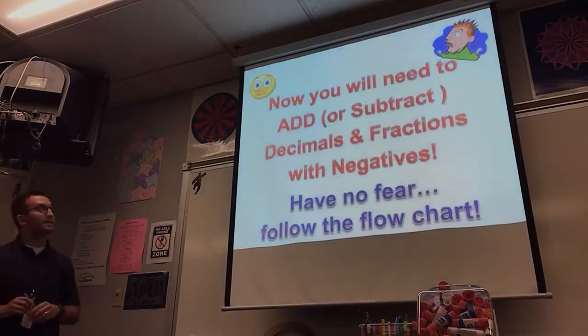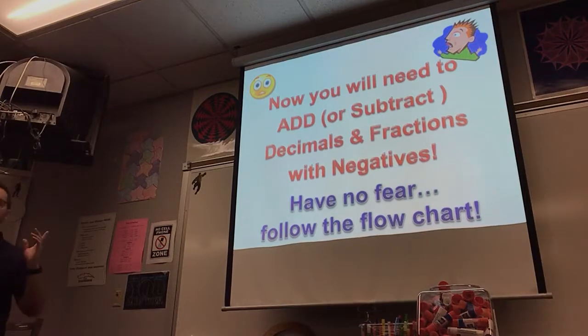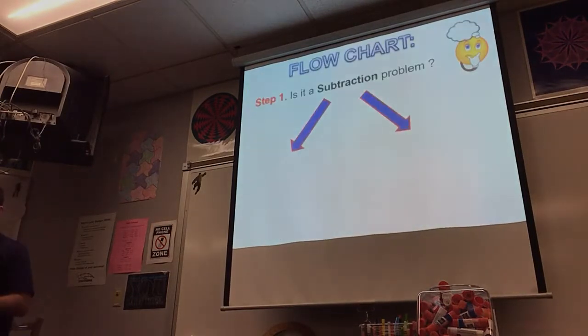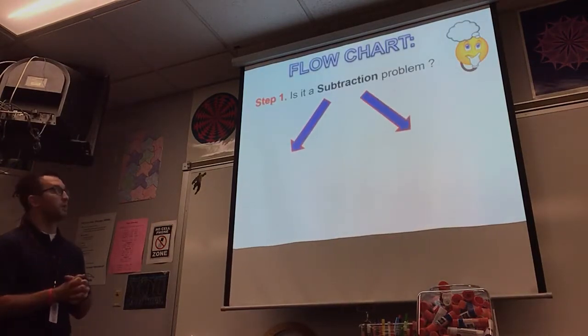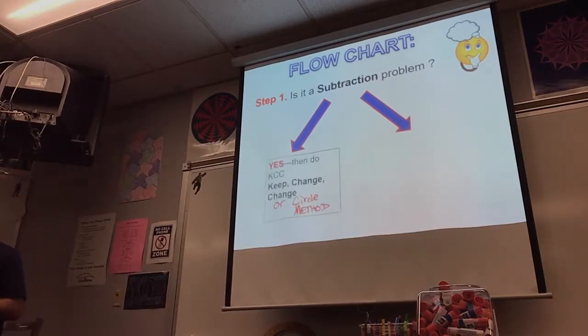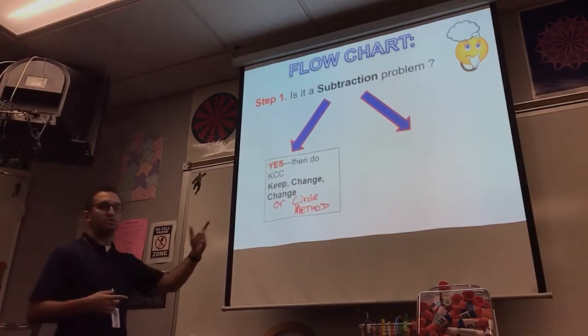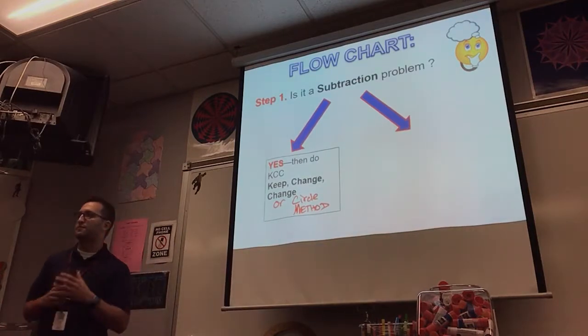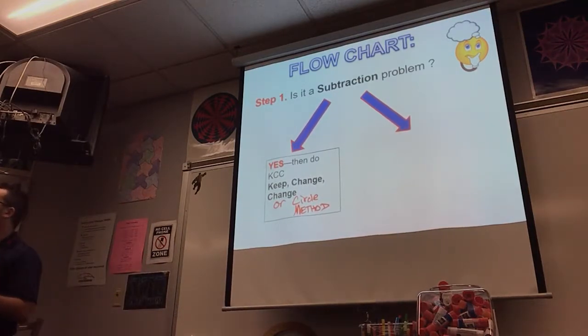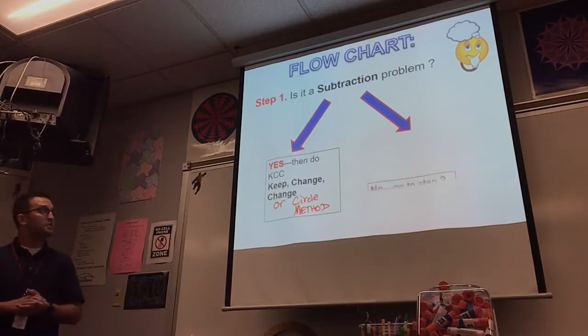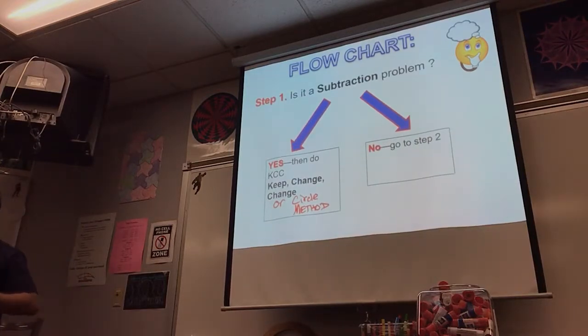Now we're going to add or subtract decimals, fractions, negatives. We've got a flow chart for us. So let's go down that flow chart. Is it a subtraction problem? If it is, then we keep change, or use the circle method. Follow along with me on the flow chart. If no, we move on to step 2.